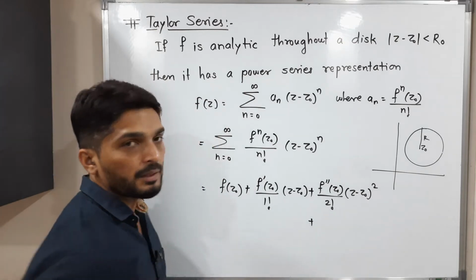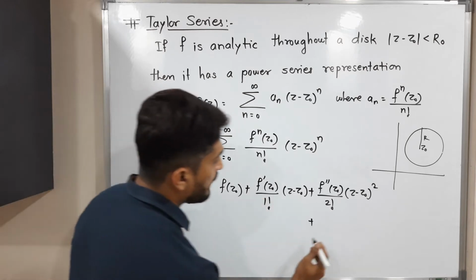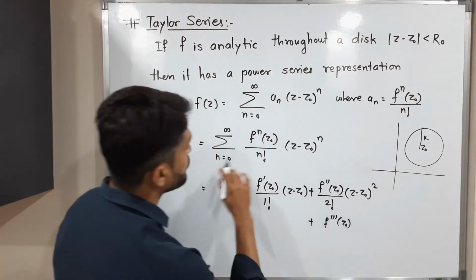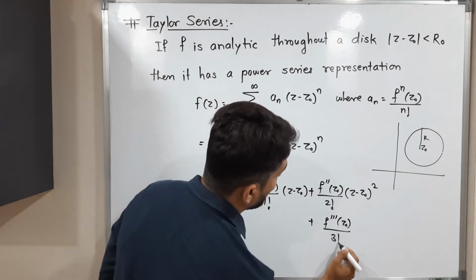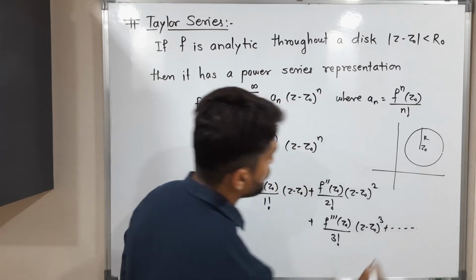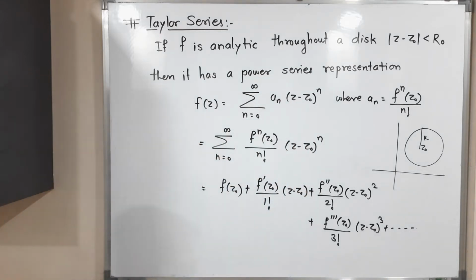Just by observing the previous terms, I hope all of you understood the pattern. By observing the pattern, we can write the next term, or simply by putting n equal to 3, we will have the third derivative divided by 3 factorial, (z minus z naught) raised to 3, plus and so on. So this is called the Taylor series. Let us discuss some standard series now.